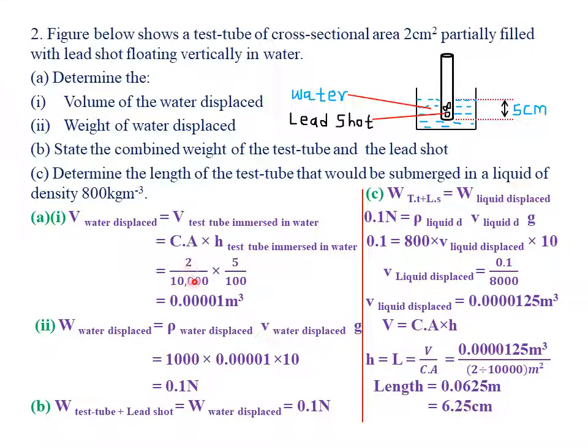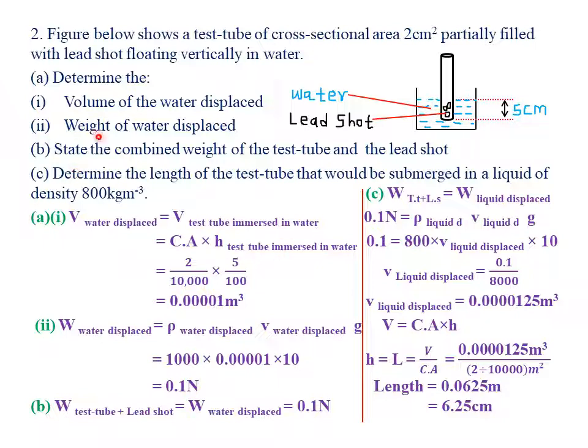So if you take 2 over 10,000 multiplied by 5 over 100, you will obtain 0.00001 cubic meter as the volume of the test tube that is already submerged in water, which is equal to the volume of the water that will be displaced as a result of immersing that particular test tube up to a height of 5 centimeters in that particular water.